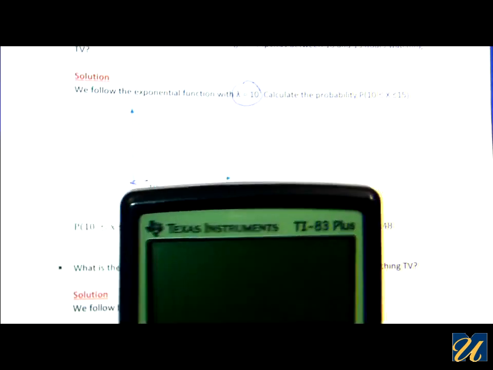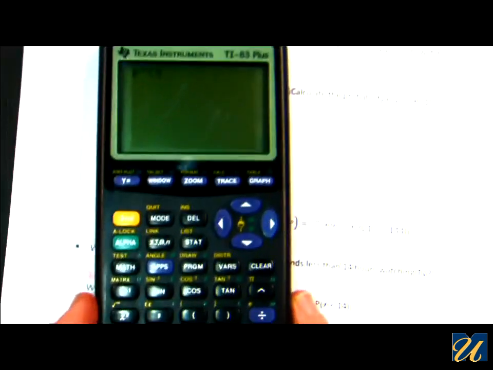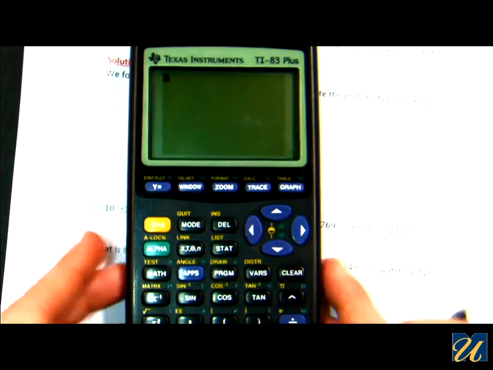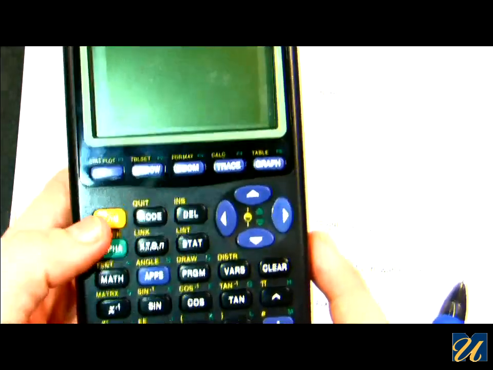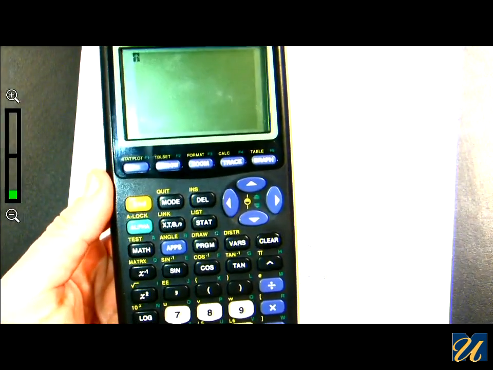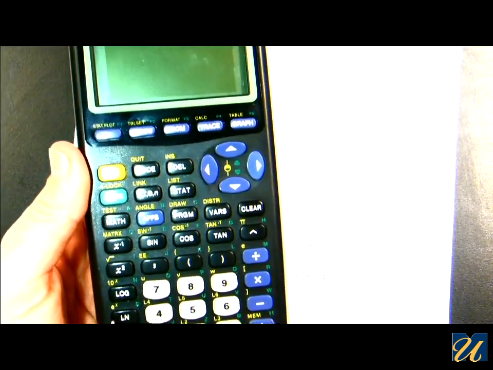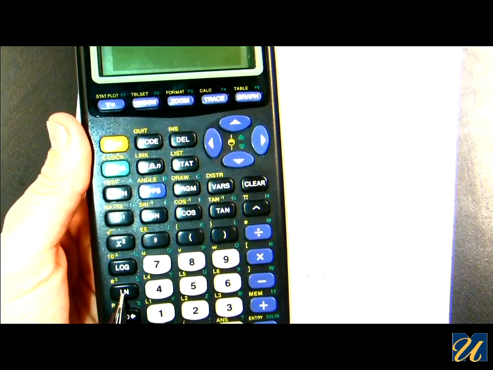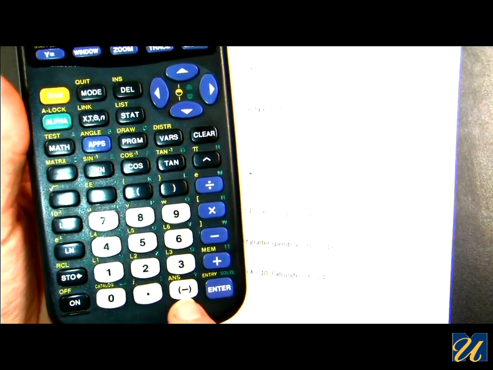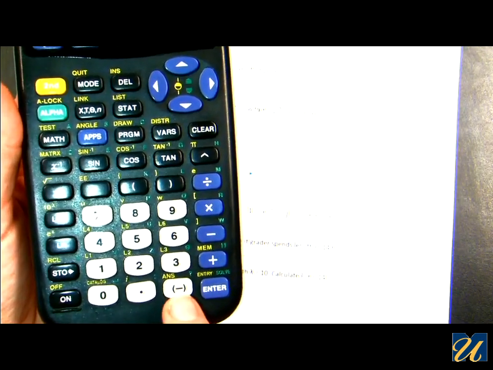Now, when you use your graphing calculator for exponential, let me just show you. You want to go second ln, and then for the negative sign you want to go next to the point right here. This will be your negative sign, not the minus sign. You want to use the negative sign right here.